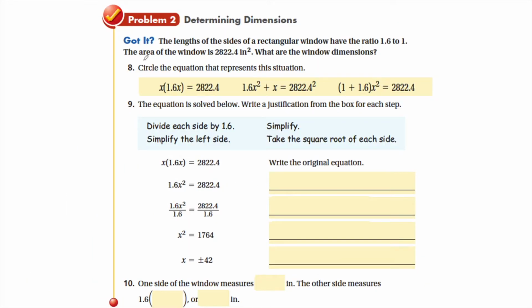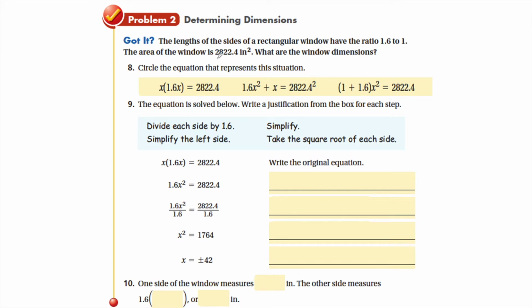Problem number 2. Determining dimensions. The length of the side of a rectangle window have the ratio 1.6 to 1. The area of the window is 2,822.4 inches squared. What are the window's dimensions? Circle the equation that represents this situation.